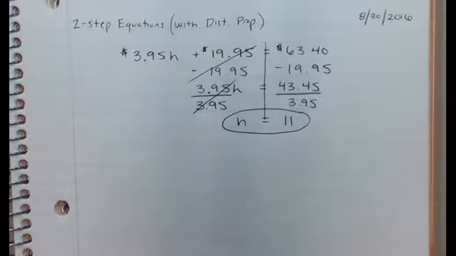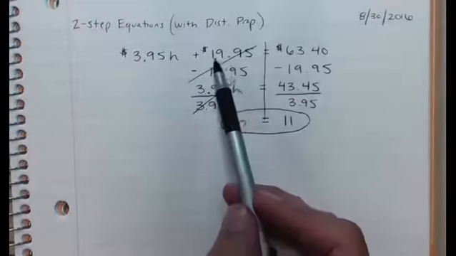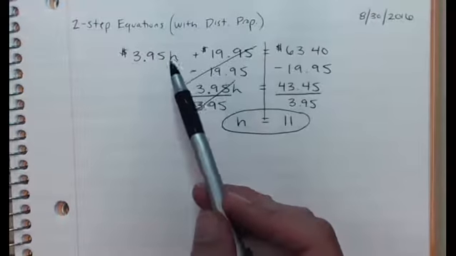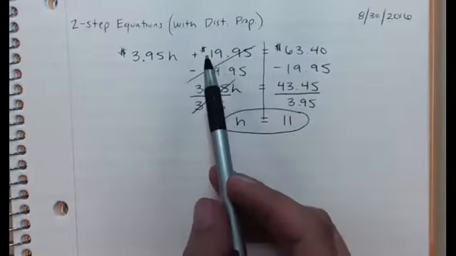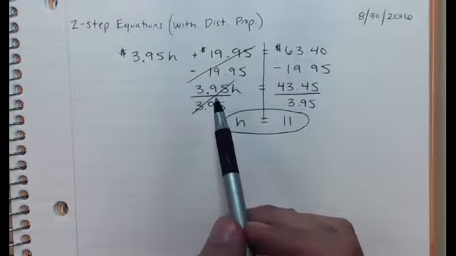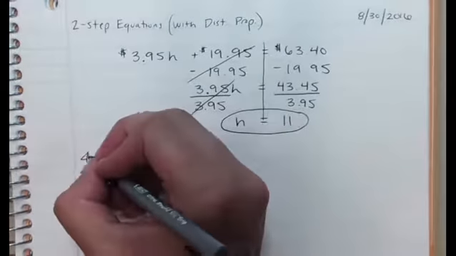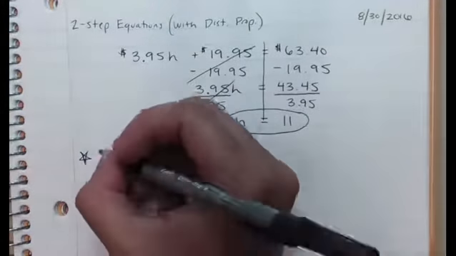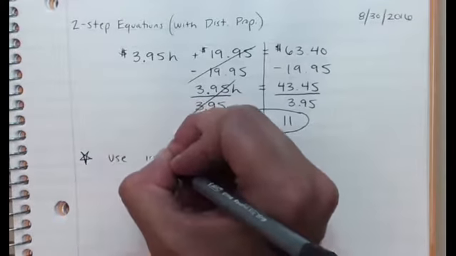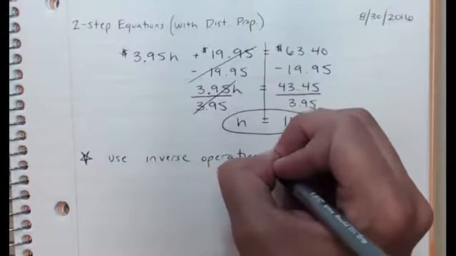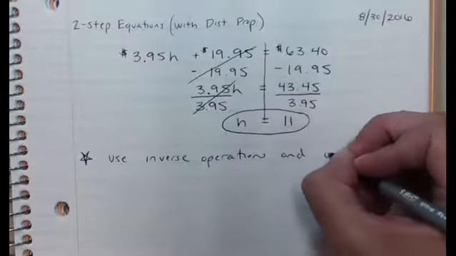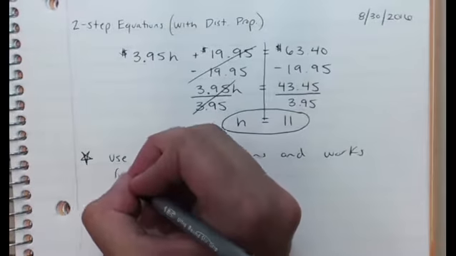Now if you think about what we just did, we got rid of the number that's not attached to the variable. So we got rid of what was being added, or in this case it could be subtracted. Then we got rid of the multiplication and division. Whenever you think about solving two-step equations, we're going to use the inverse operations. Put a big star by this. And we're going to work GEMS backwards.